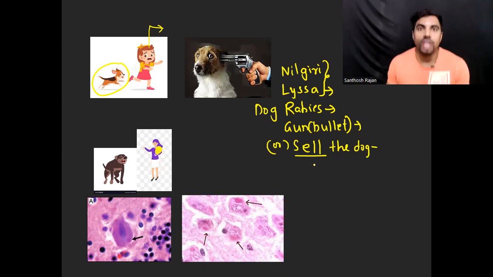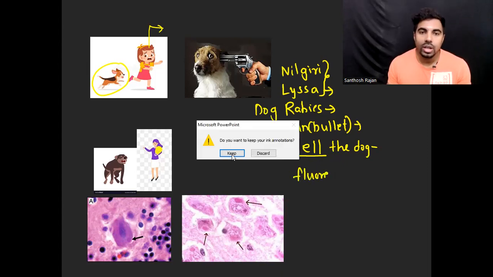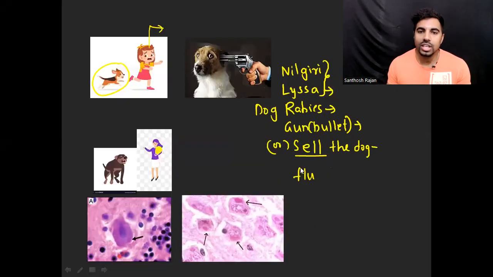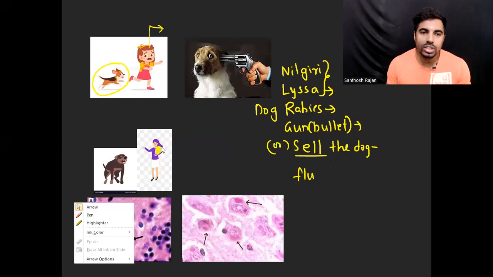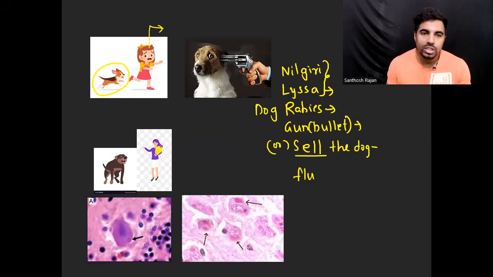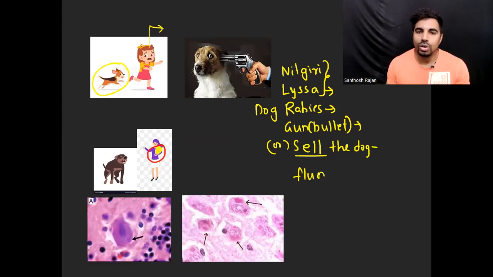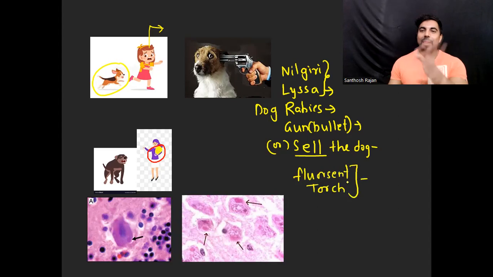So now she's alert, because the dog can bite her anytime. So all the time, you know what she carries? She carries a fluorescent torch. Look at her. If you remember this picture, she's carrying a fluorescent torch. FLU, fluorescent torch. That's it. Your rabies is over.